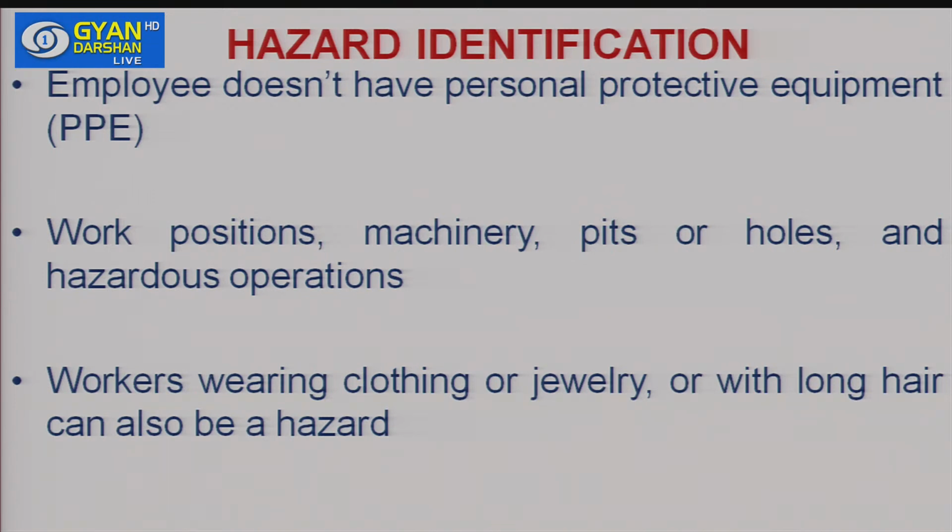Then work positions, machinery, pits or holes, and hazardous operations, all these also come into hazards. What kind of position is the person getting into while performing the job? Then the machinery itself can be a hazard. If it's a rotary type of machinery, or it's doing some cutting type of job, it's a big hazard, and one has to be careful while working on these types of machines. Then pits and holes in the workshop or on the shop floor can also be a hazard. That's why these things are mentioned here.